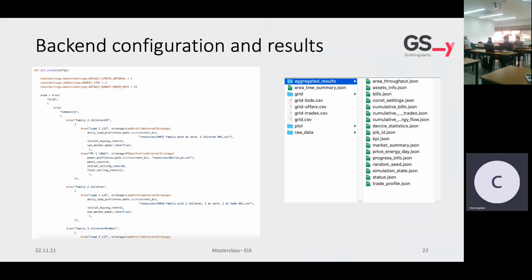Then for launching, it's also different because we have to launch the simulation through a clear command. And once the simulation is done, you get results. So it's possible to get some plots in a HTML format. And you also get more details. So all the different bids and offers can be seen in CSV file format. And yeah, you get many results in a JSON format as well.